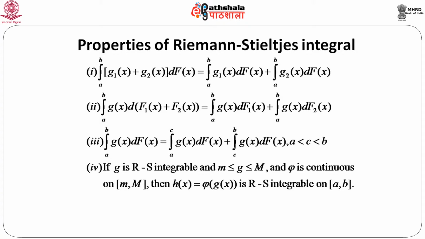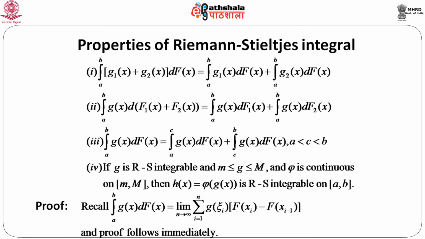Now, I will just give you an outline of the proof, because the proof is very simple and straightforward. Just recall the definition of the RS integral, which is nothing but the limit of the sum of g(xi_i) times f(x_i) minus f(x_{i-1}), where xi_i is an arbitrary point in the ith subinterval. If we apply this limit to each of these integrals, the proof follows immediately, and here we need the condition of continuity of phi. So, I just leave the detailed proof. It will be easy, just write it down and you will get the proof.